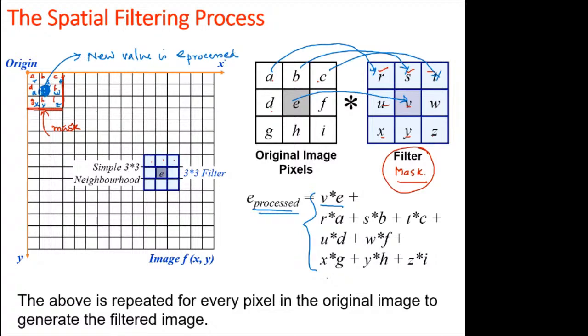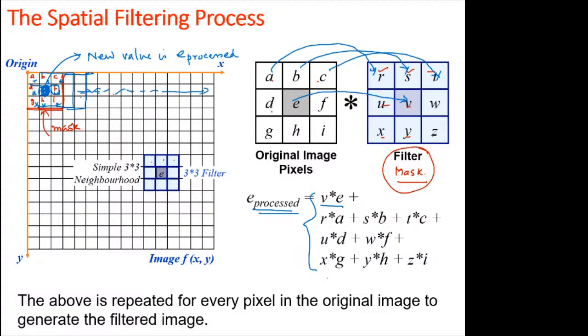Previously it was E. Are you getting? So this way we will change all the values. Then we will shift the mask here. We will change this value. We will put the mask here after that, and so on. All these values will be changed. All this row value will be changed.